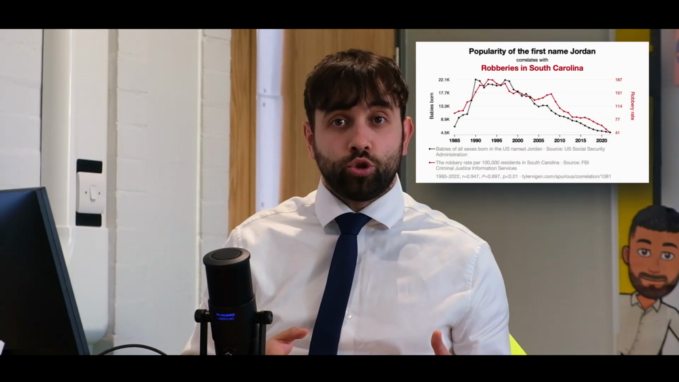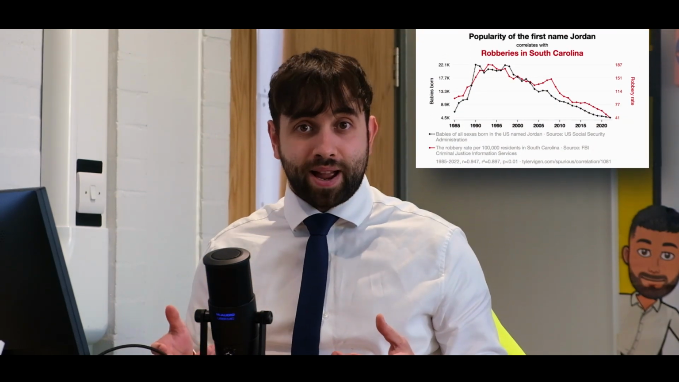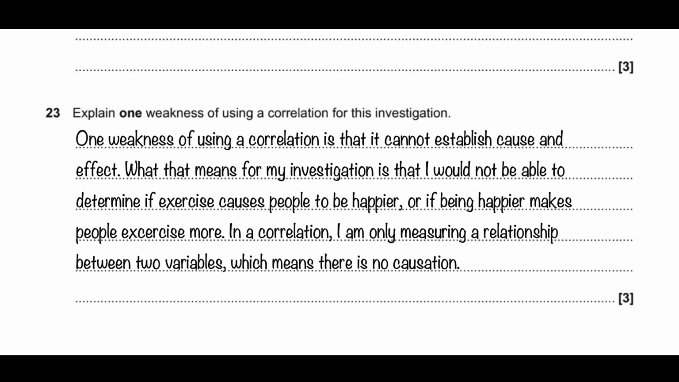Remember, people called Jordan aren't going around robbing banks. However, that is a correlation, right? But that is a big weakness of a correlation. We can identify a relationship, we cannot establish cause and effect. That is always a weakness of a correlation. Final mark then is for just referring to the source. And that is all of the 2021 paper completely done.